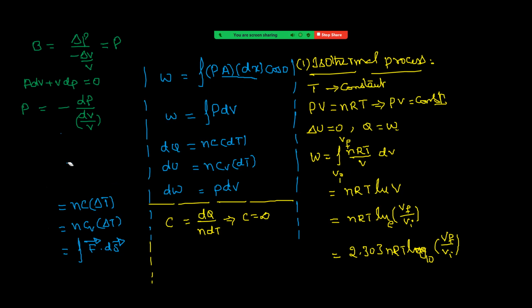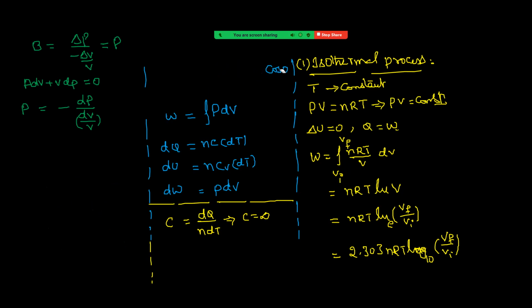So adiabatic process means, first condition, the walls of the vessel must be non-conducting, or you can say insulator. That means no heat is given to the system and no heat is taken from the system. So the first condition is Q equal to 0. Then see what we can write from the first law.